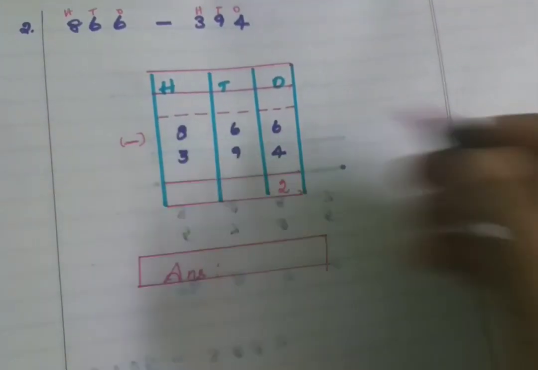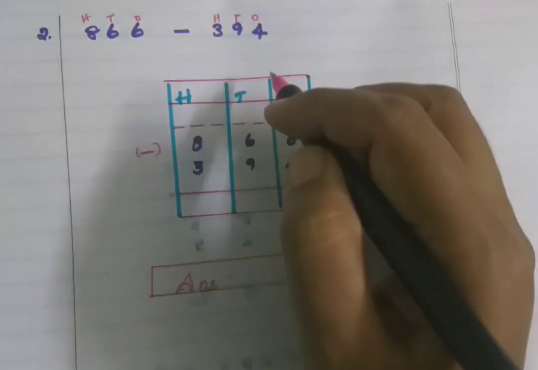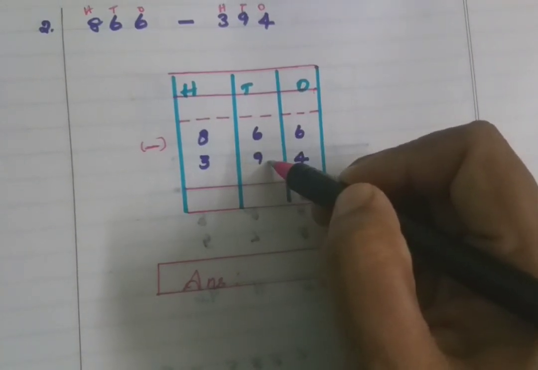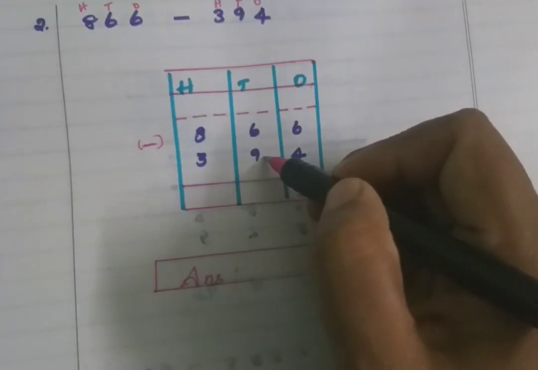Here again, check up there. Where is the greatest number? 6 is the above number, 9 is the below number. Above number 6 is the greatest number? Below 9 is the greatest number. Yes, below 9 is the greatest number.